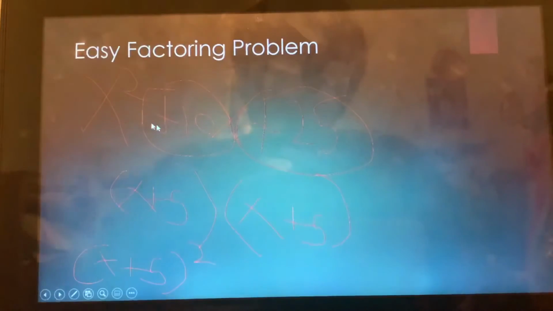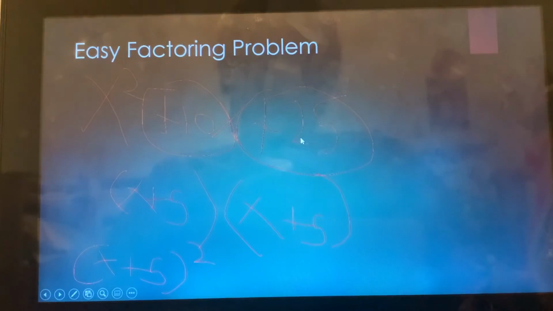Current slide, we have x squared plus 10x plus 25. So I know that I have to find something that adds up to equal positive 10 and multiplies together to be 25. So I'll immediately think 5 and 5. 5 plus 5 is 10. 5 times 5 is 25.